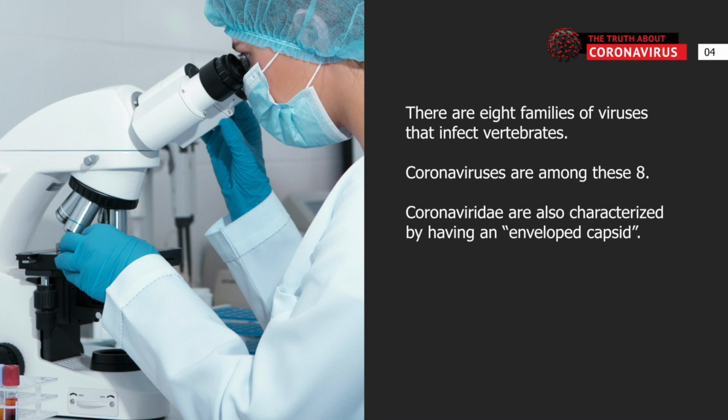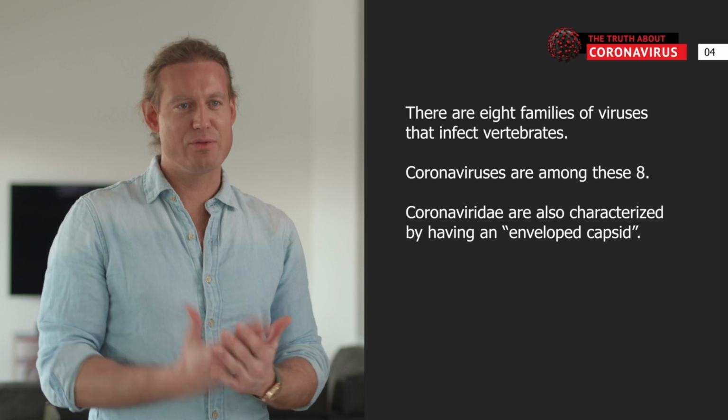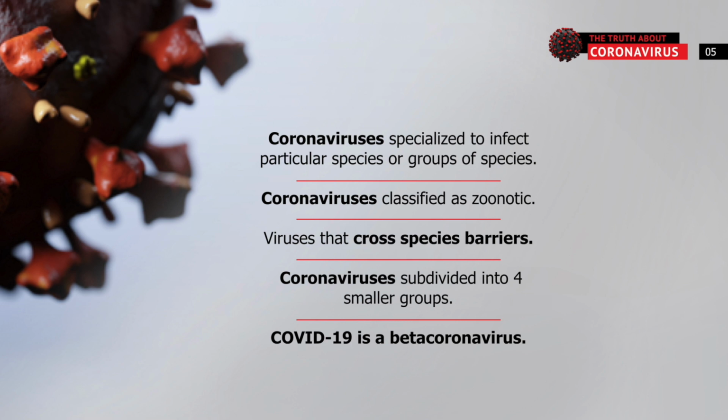Coronaviridae is also characterized by having an enveloped capsid. The capsid is the protein shell around the virus. The envelope is a lipid layer that coats the capsid. Like other viruses, coronaviruses are specialized to infect particular species or groups of species. Coronaviruses specialize in infecting birds and mammals. We classify coronaviruses as zoonotic because these viruses can cross species barriers and infect humans from other animal species.